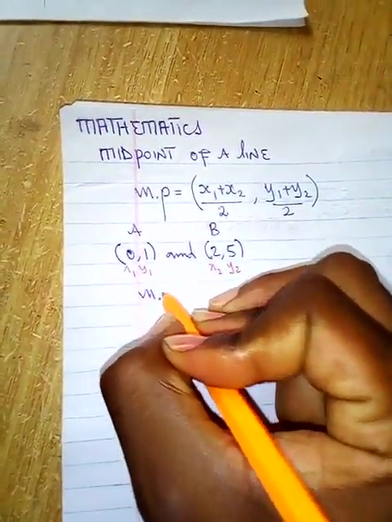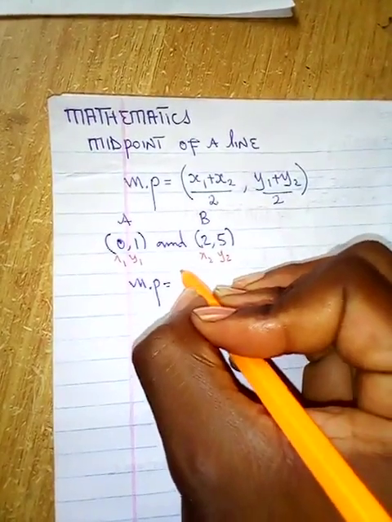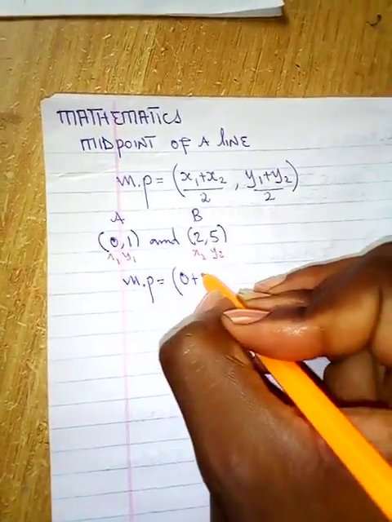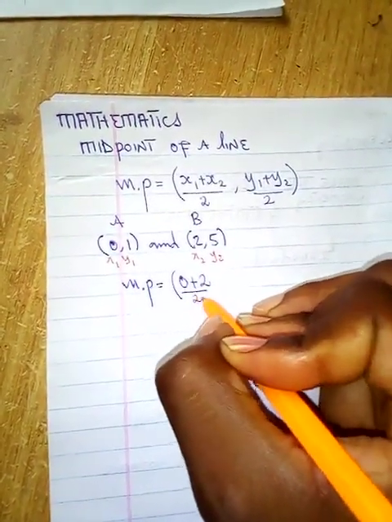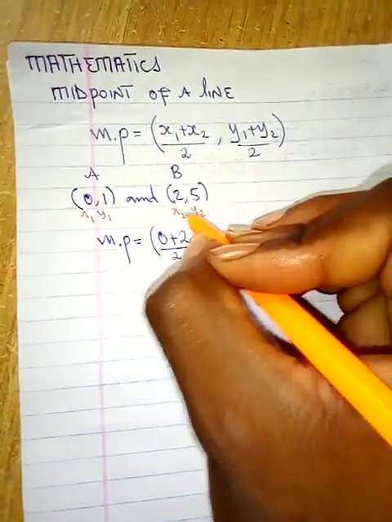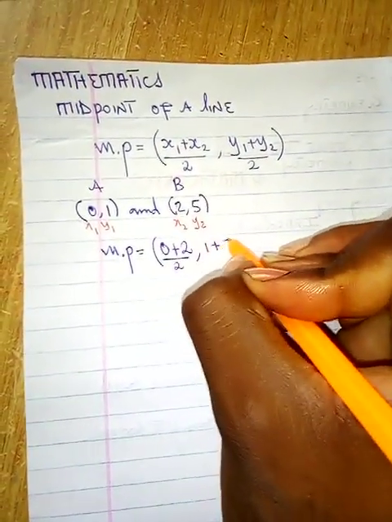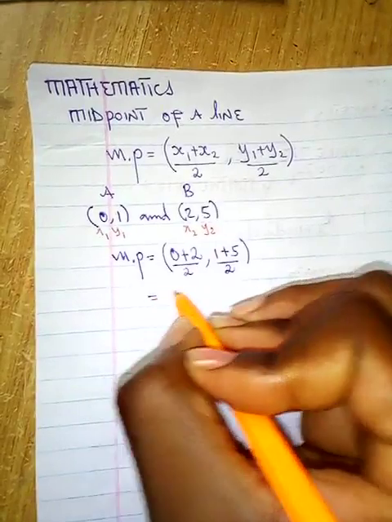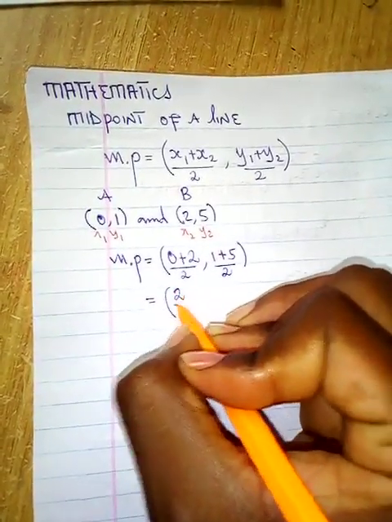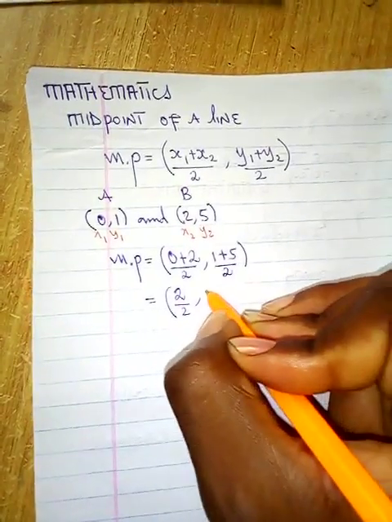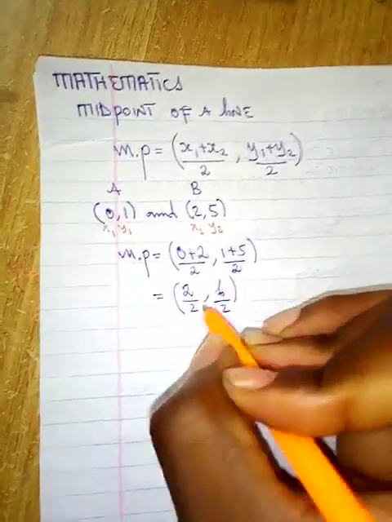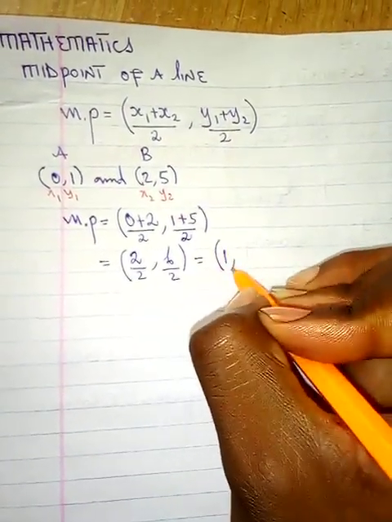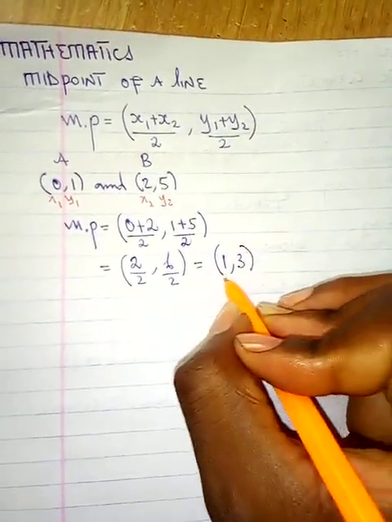So your midpoint is just going to be equal to your x1 is 0, your x2 is just 2, divided by 2, comma, your y values 1 plus 5 divided by 2. 0 plus 2, that's just going to be 2 over 2. 1 plus 5, that's just 6 divided by 2. 2 divided by 2 is just going to be 1. 6 divided by 2 is just going to be 3. And that's it.